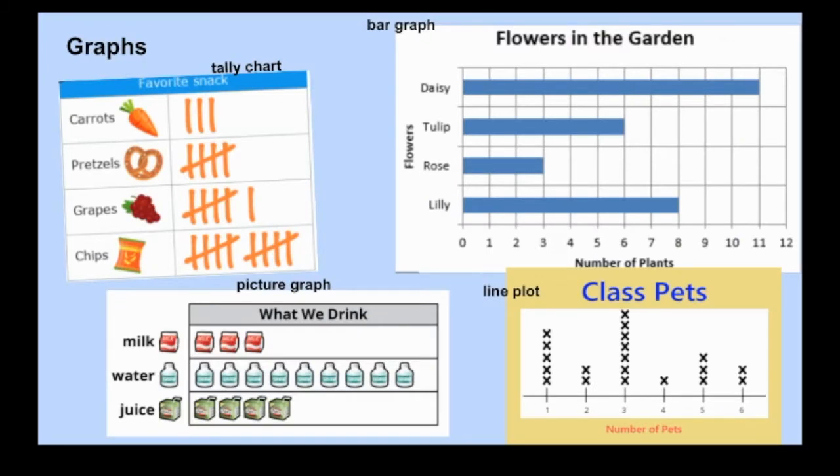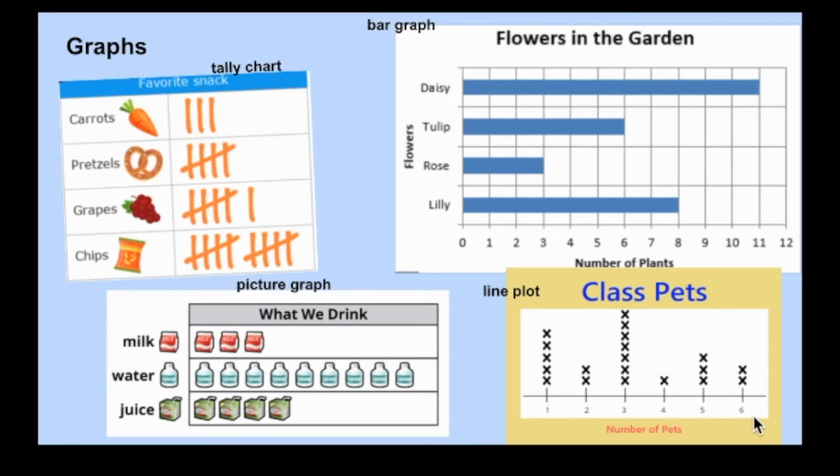In the past, we have learned about the following graphs: tally charts, bar graphs, and picture graphs. In our previous video, we started learning about line plots. Line plots show the number of times that something occurred. For example, in this line plot titled Class Pets, it has the number of pets along the bottom, and above each number, it has a number of X's. This means that there were 5 students in the class who had 1 pet, 2 students in the class had 2 pets, 7 students in the class had 3 pets, 1 student in the class has 4 pets, 3 students in the class have 5 pets, and 2 students in the class have 6 pets.